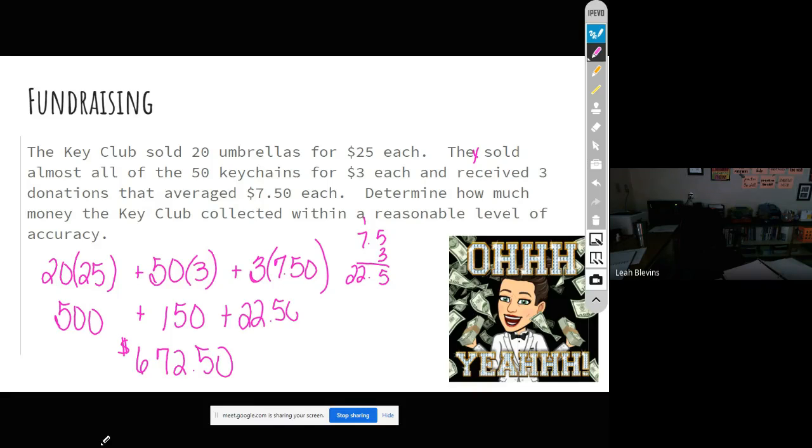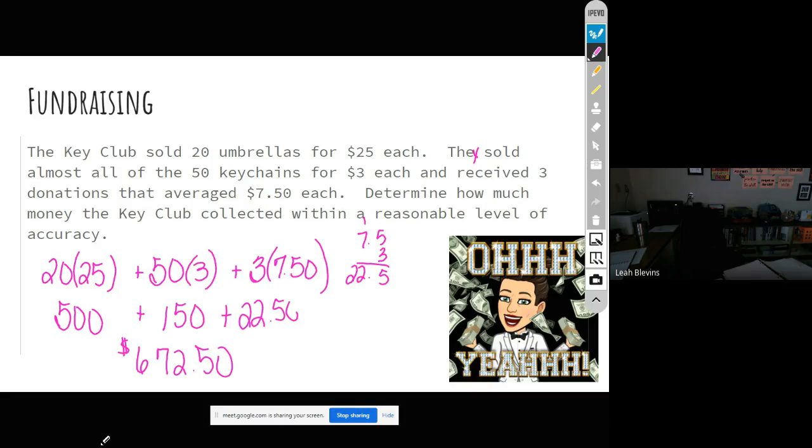Do you think that's a reasonable level of accuracy? If you were rounding, would you say, I've got $672.50 in my purse? Or would you probably say something like, I've got about $675, or maybe even $670? Because notice, we don't know that they sold all of the keychains.